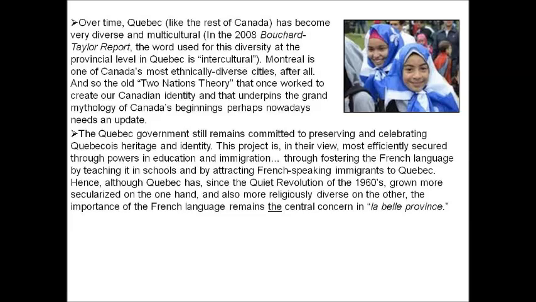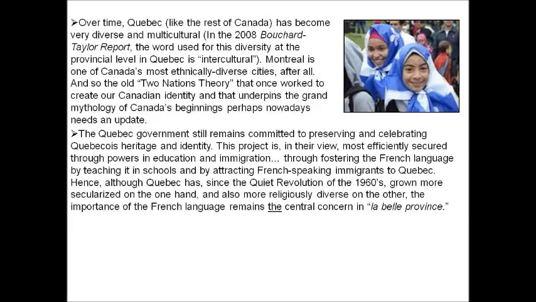Okay, so over time, Quebec, like the rest of Canada, has become very diverse and multicultural. Mind you, in the 2008 Bouchard-Taylor report, the word used for this diversity at the provincial level in Quebec is intercultural, not multicultural. Multicultural is a term that we use more at the federal level or in other provinces to describe diversity, but in Quebec they use the word intercultural for the diversity in the province.